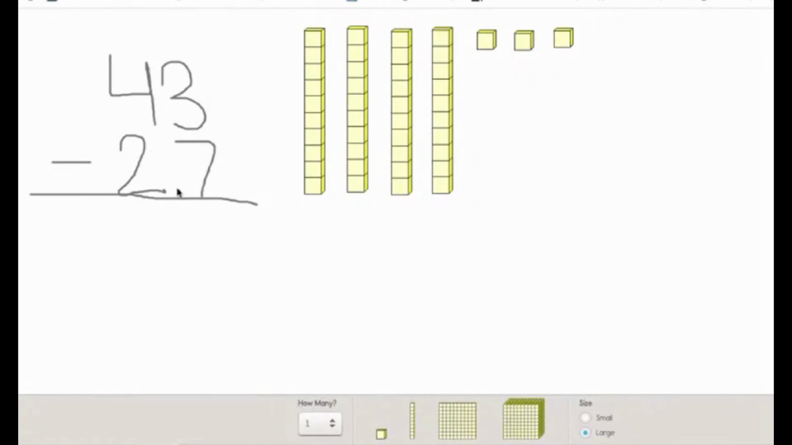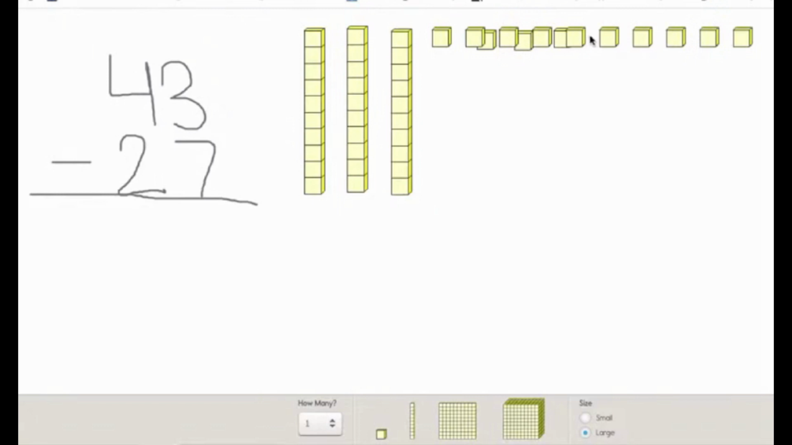So I'm going to start over here in my ones place. I have 3 ones. I need to take 7 away. Now you can't take 7 away here. You don't have enough. You only have 3. So what I can do is I can come over to one of these tens and I can break this 1 ten up into 10 ones. Watch this. Boom. I just moved them and I was able to chop those 10 into 10 ones.